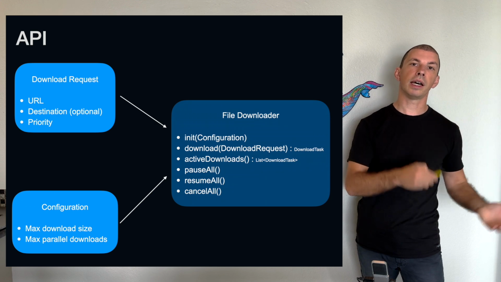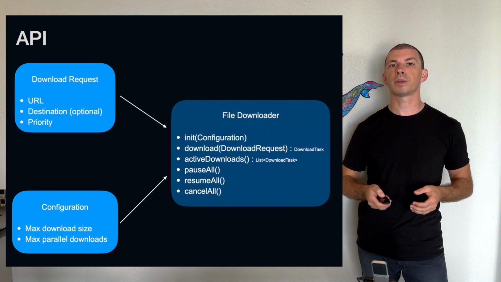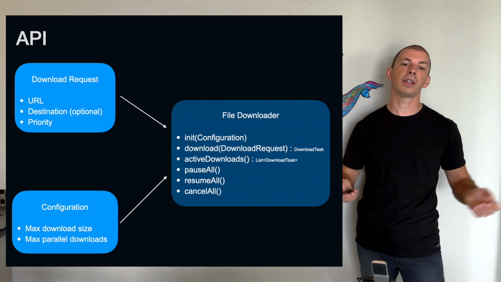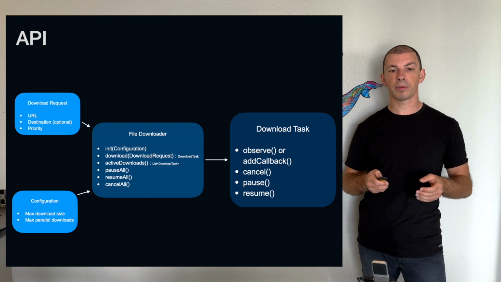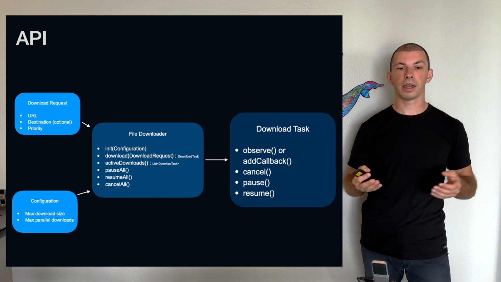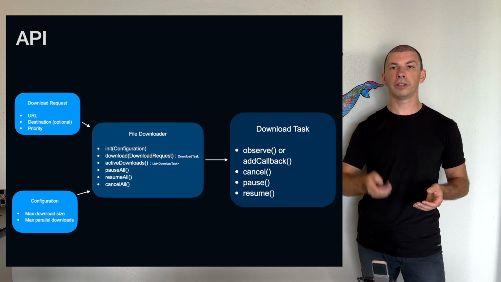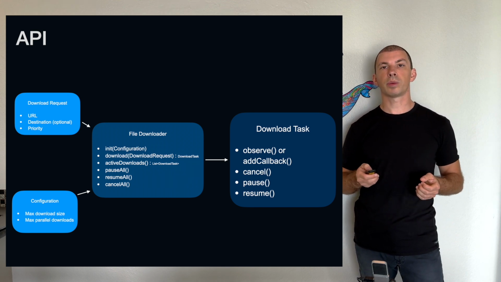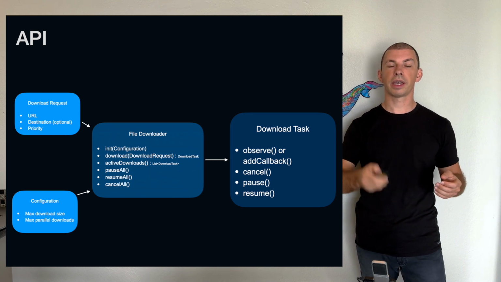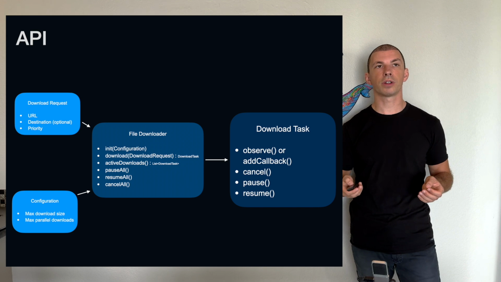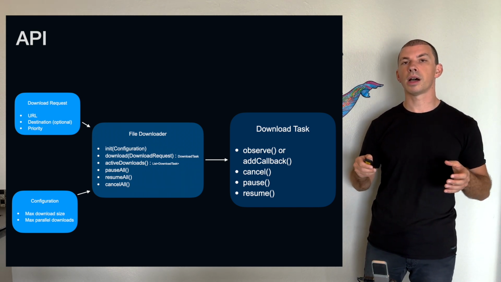Maybe some download size limit for each file. For example, do not allow downloading files larger than 2 megabytes, or some queries. As a result, the download method and the list of active downloads will provide us a download task, and the download task will have a couple of methods to cancel, resume, and pause this task, but it also will provide some information about this task.